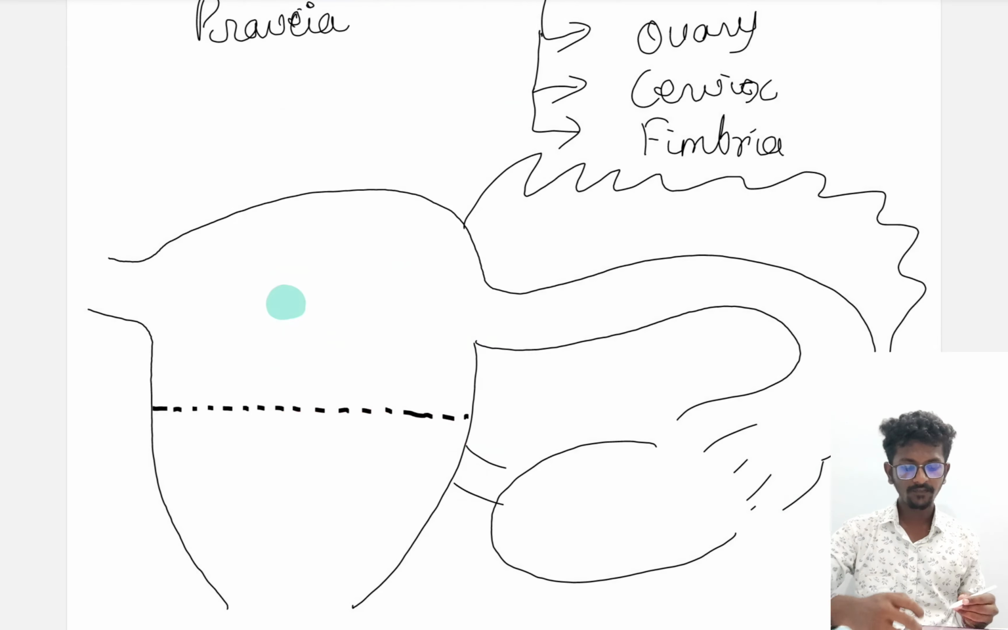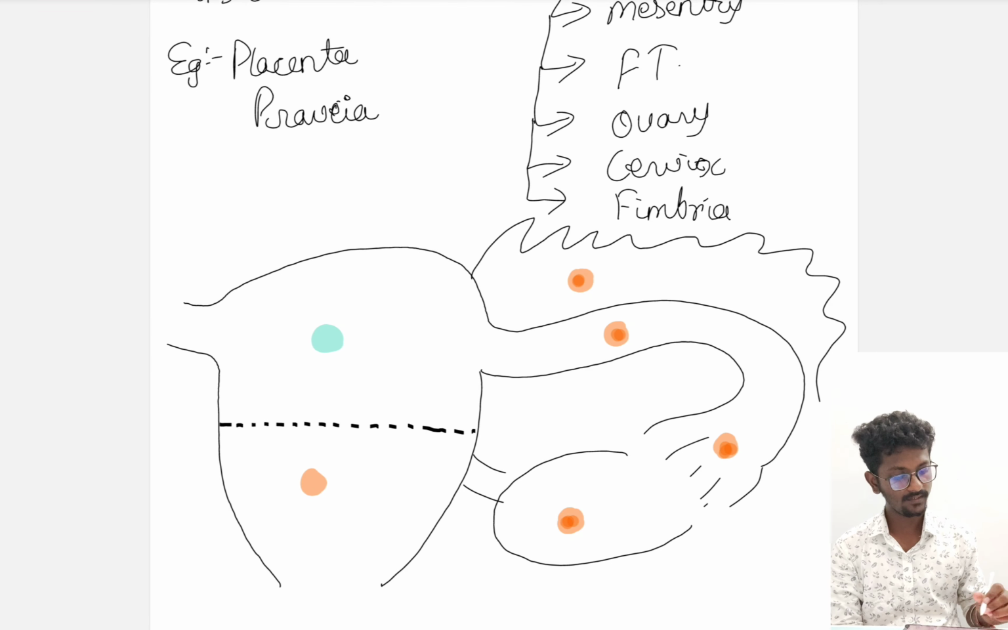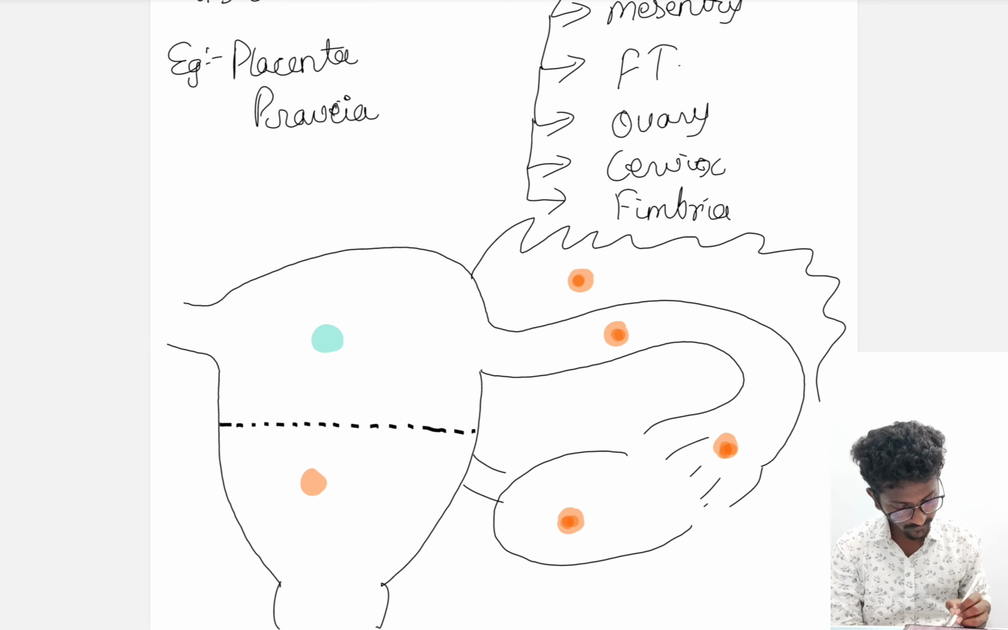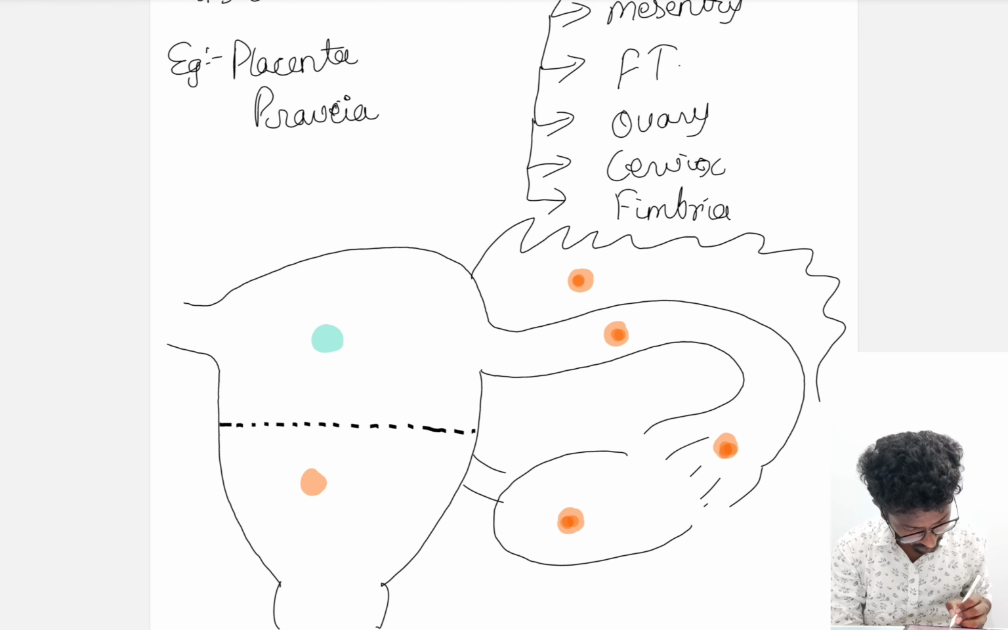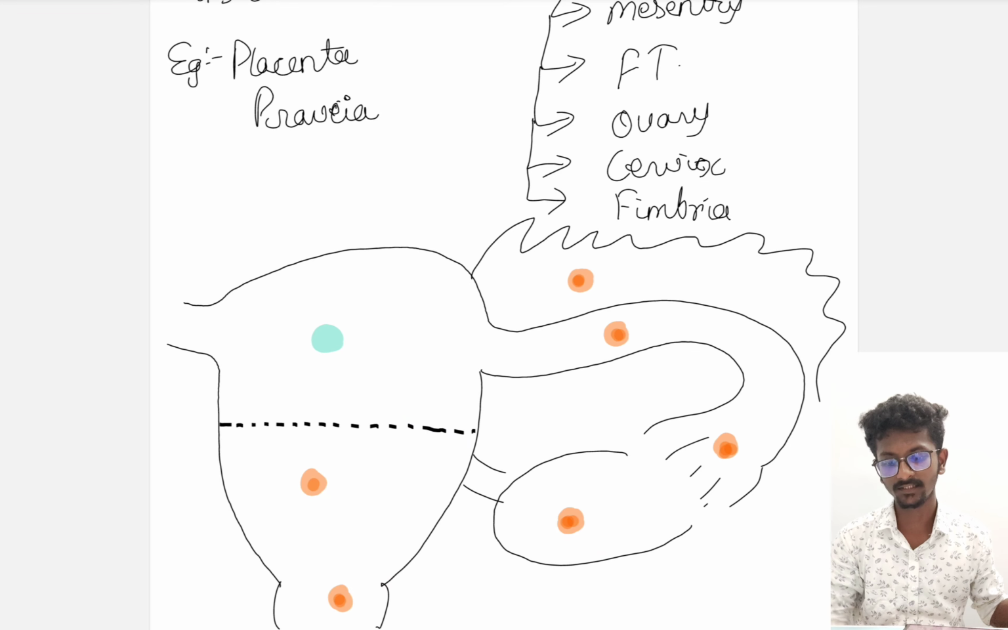If the implantation takes place inside the fallopian tube, this is the fallopian tube, it can take place over here. It can even take place inside the fimbriae part. It can even take place inside the ovary, or it can even take place inside this mesentery. This is the mesentery. It can take place inside the mesentery, or it can even take place in the cervix region. So these are the abnormal sites of implantation.